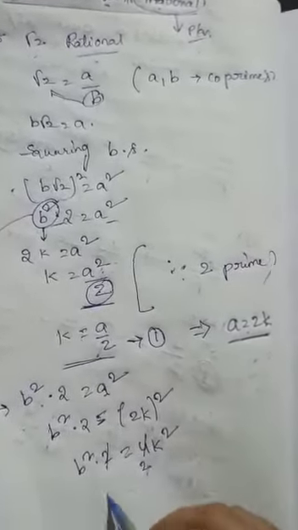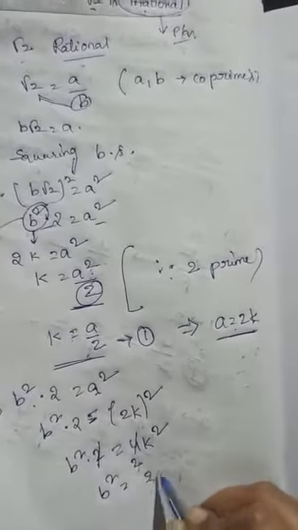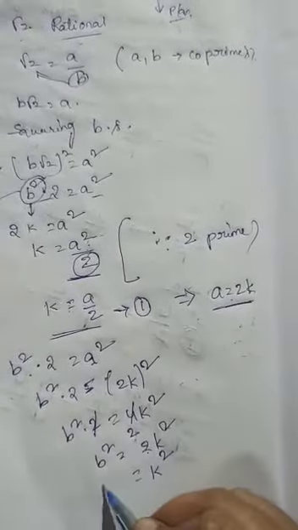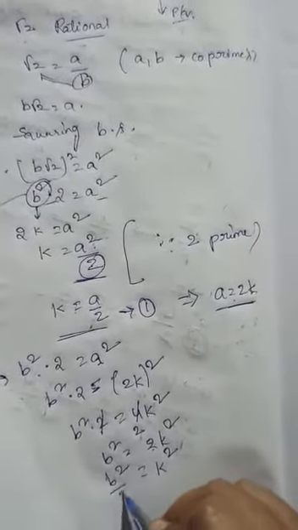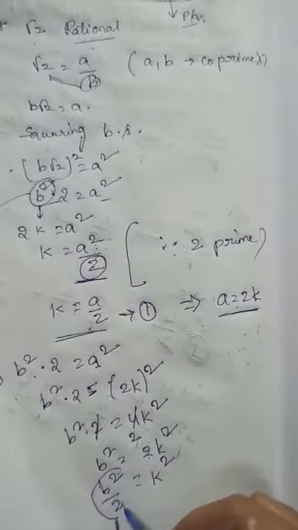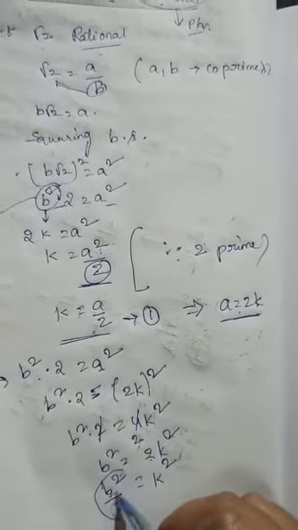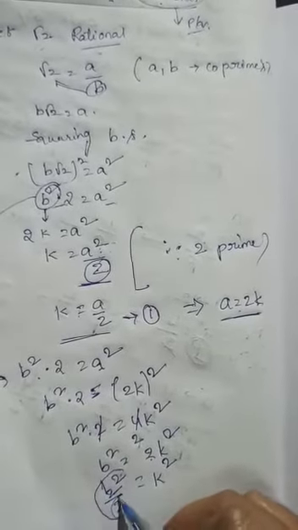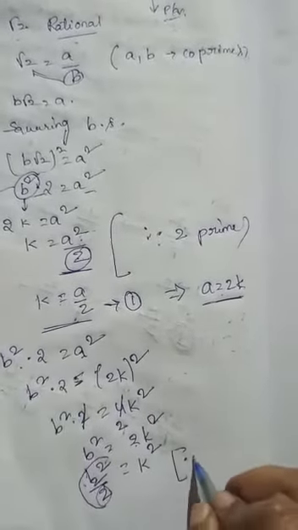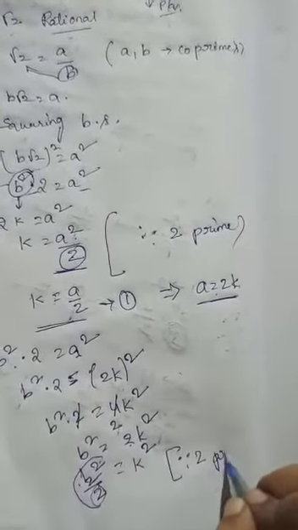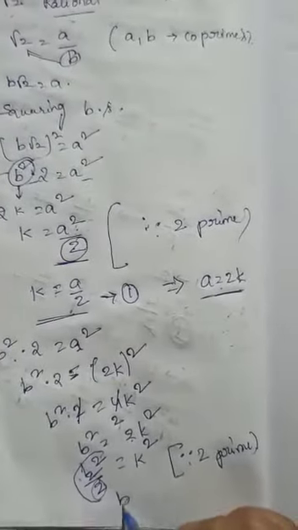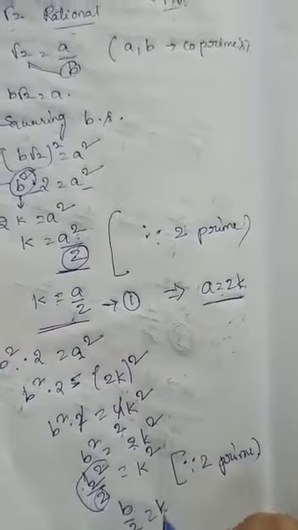2 times b square equals 4k square. Okay, here k square equals b square by 2, the 2 comes to this side. So 2 is one of the factors of b square. So 2 is one of the factors of b also, because here 2 is a prime number. Okay, so b by 2 equals k.